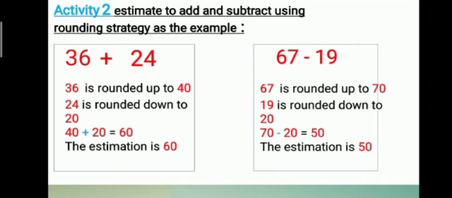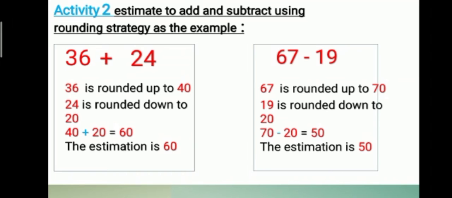Activity 2, estimate to add and subtract using the rounding strategy. As an example, 36 plus 24. 36 is rounded up. Rounded up means to go up, to 40, not 30. And 24 is rounded down because it's nearby to 20. So 40 plus 20 equals 60. 0 plus 0 equals 0. 4 plus 2 equals 6. So the estimation is 60.